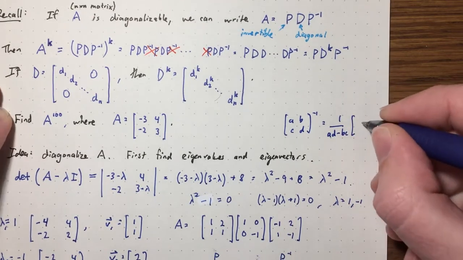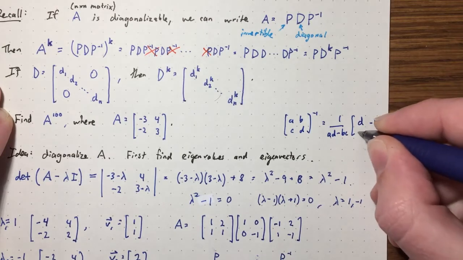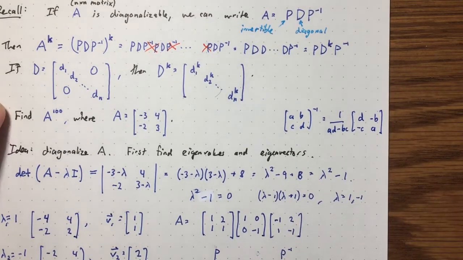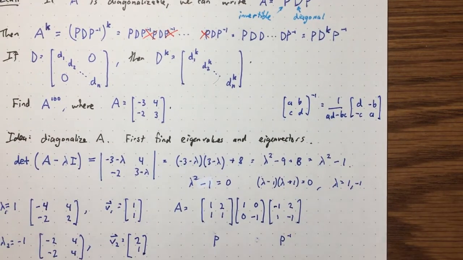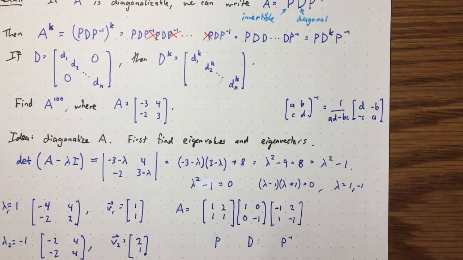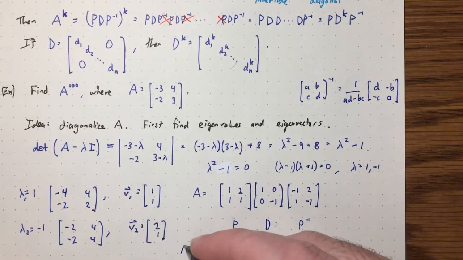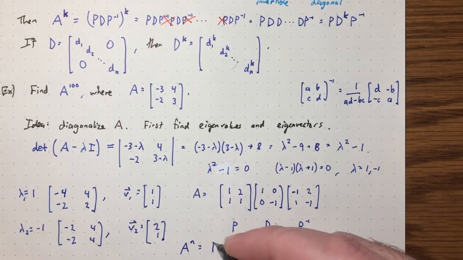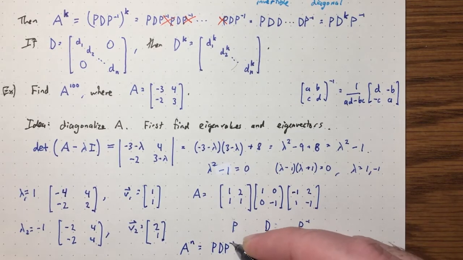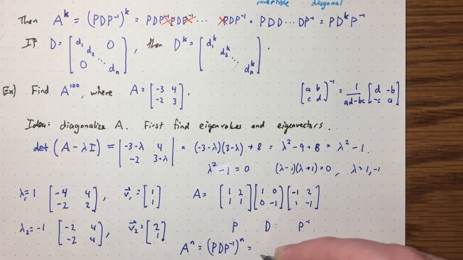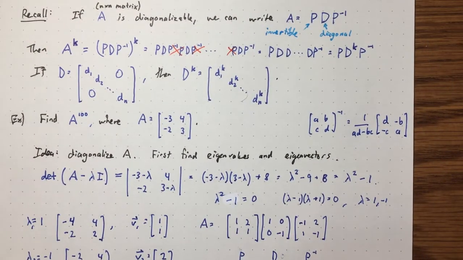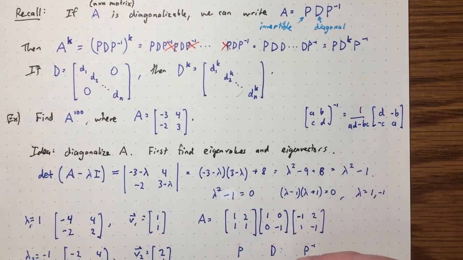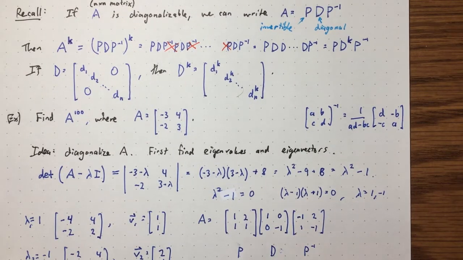It's 1 over the determinant times d, minus b, minus c, a. This is a formula that you'll get a lot of mileage out of. Okay, so hopefully I did that right. If I didn't do that right, it actually doesn't matter because look what's going to happen. A to the n is PDP inverse to the n, which, like we just proved above, is P times D to the n. Actually, n is 100 here, right? But let me just put in 100, because that's what we're trying to do.